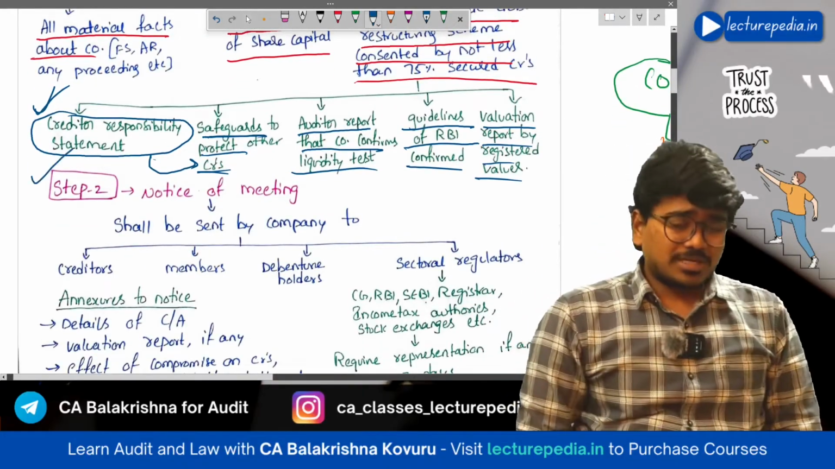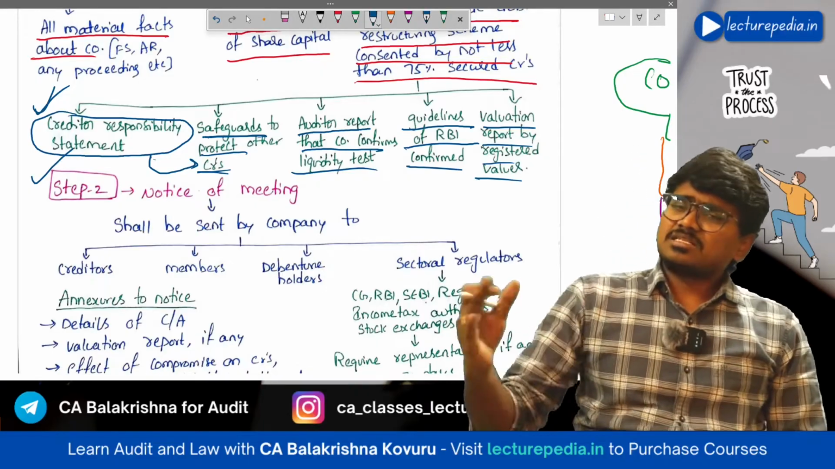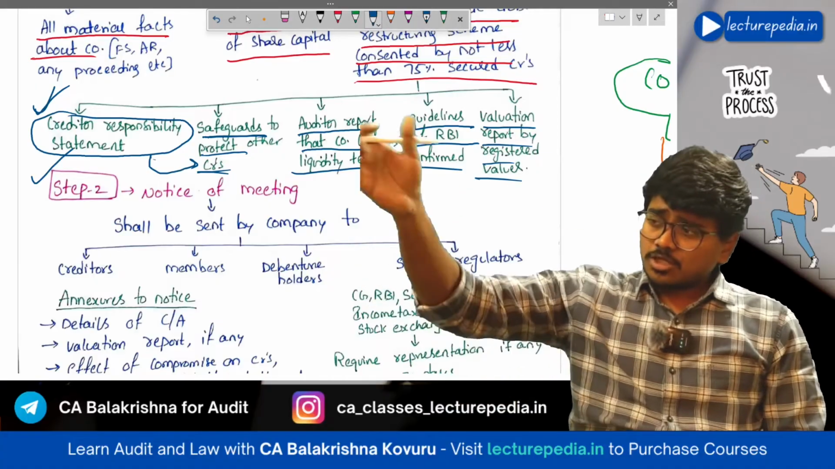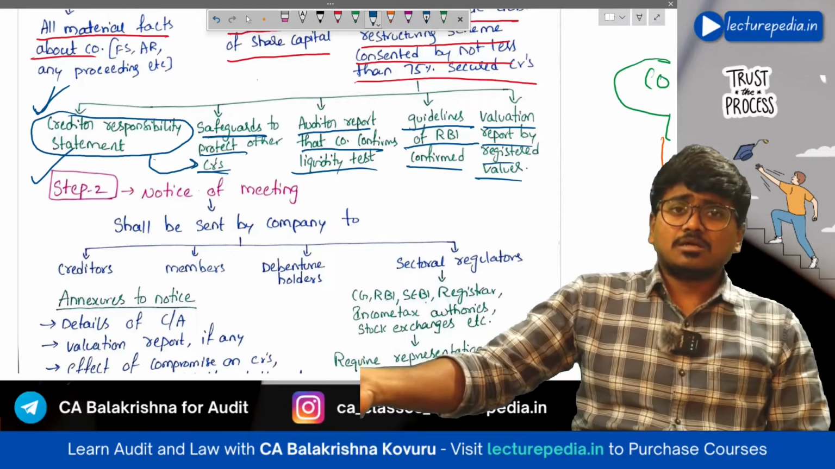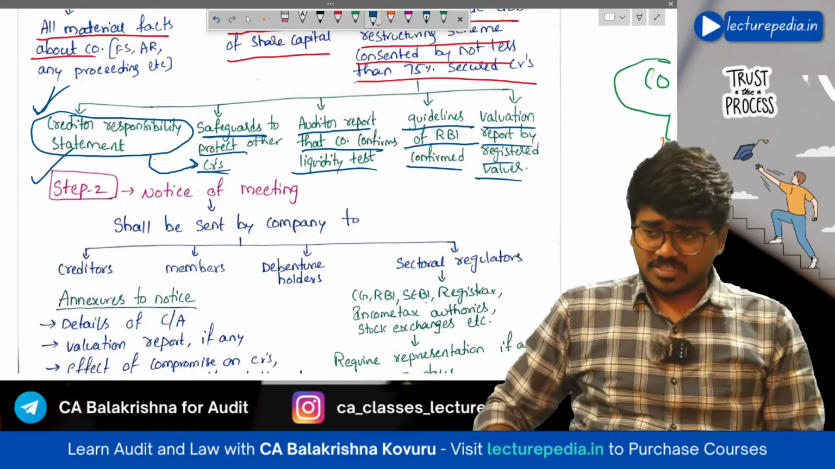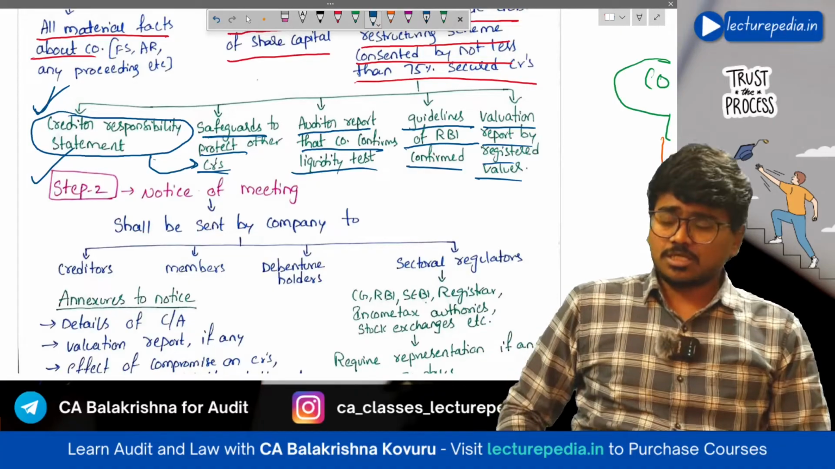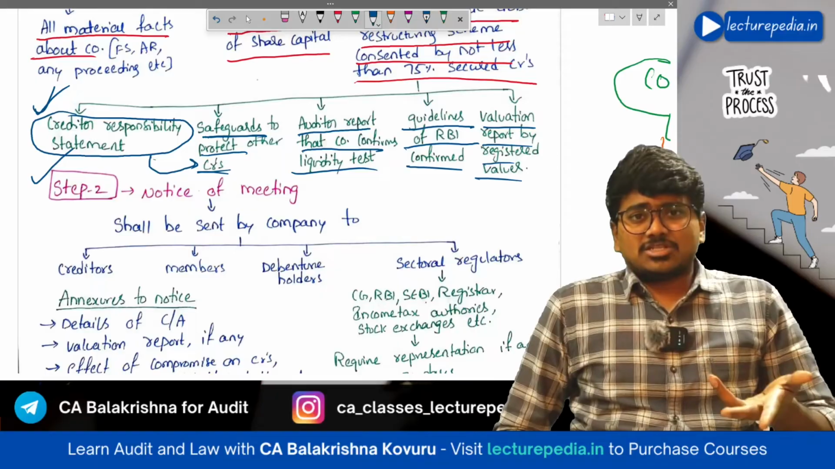Second step: once the application has been made to the tribunal, what will the tribunal say? The tribunal will ask the company to call for a meeting of the creditors or the shareholders for approving this compromise or arrangement. First of all, the creditors or the members have to approve the compromise or arrangement. So call their meeting, the tribunal will say.